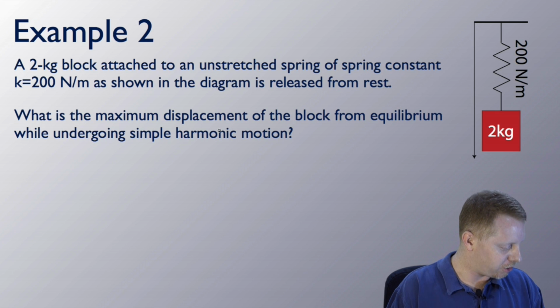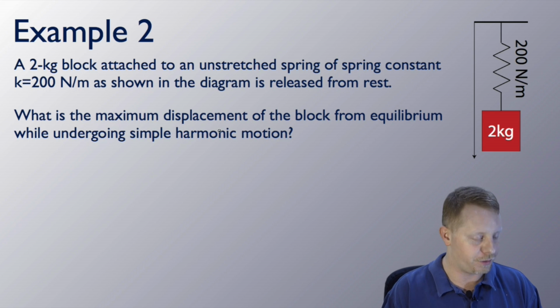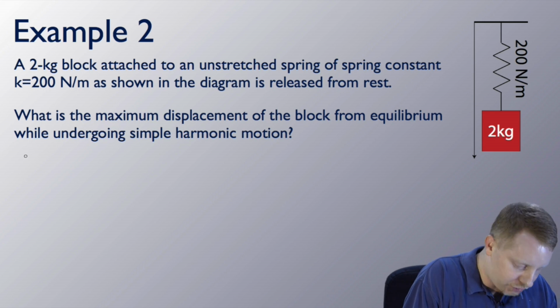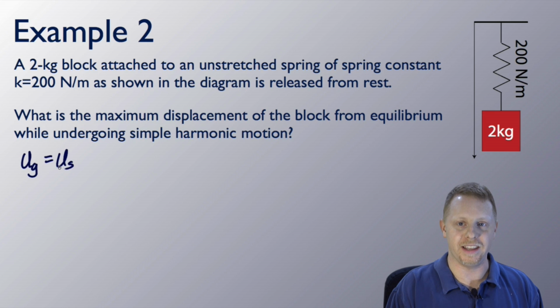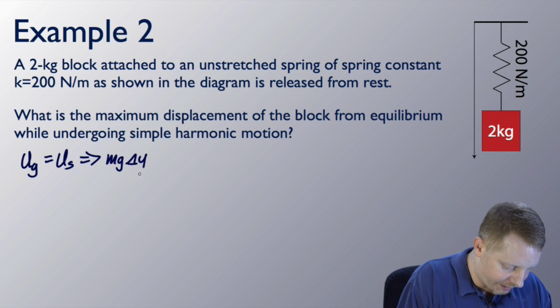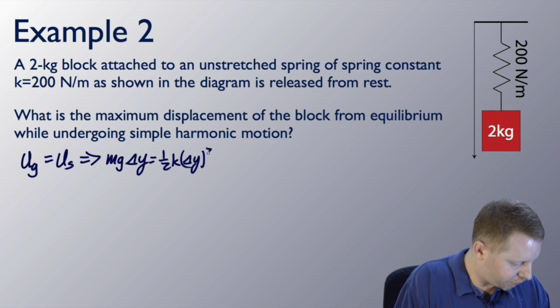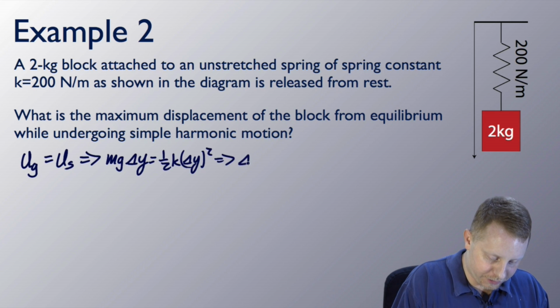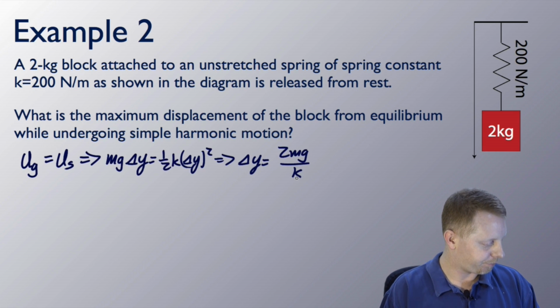Well, the gravitational potential energy at the block's starting point, mg delta y, must equal the elastic potential energy stored in the spring at its lowest point. So we can use this to solve for delta y. The gravitational potential energy, Ug, must equal the stored potential energy in that spring, which implies then that mg delta y must equal 1/2 k times the displacement squared. Therefore, solving for delta y, we come up with 2 mg over k.